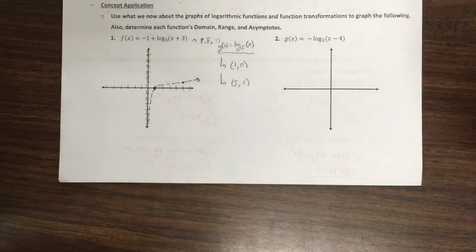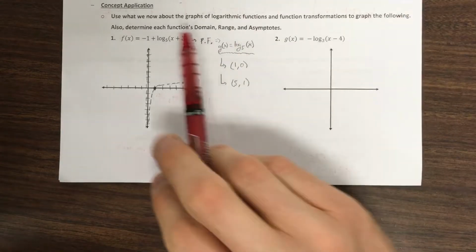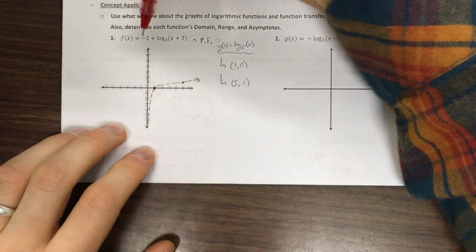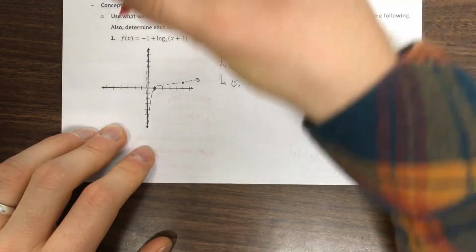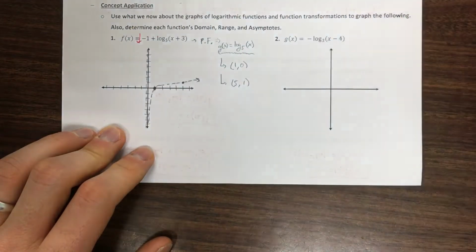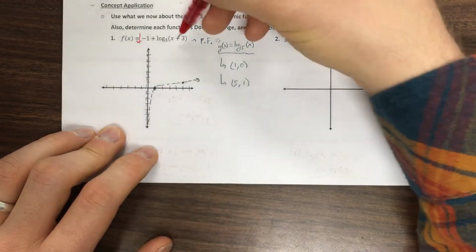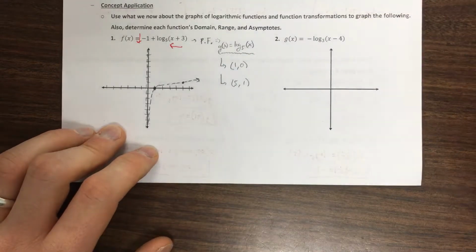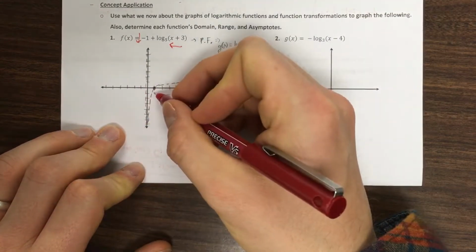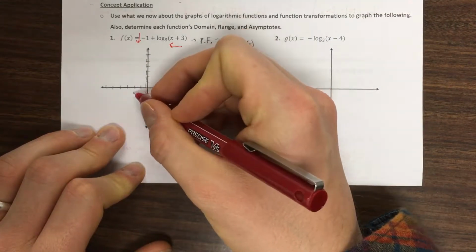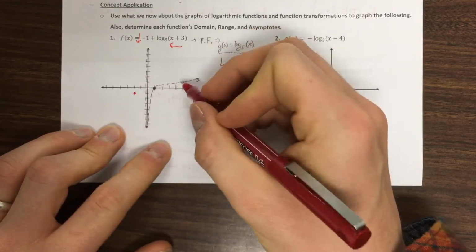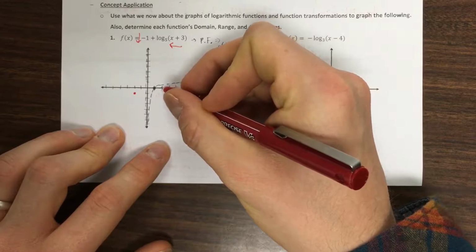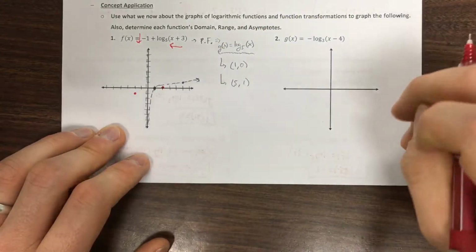Now from here, we can go ahead and graph our actual function. Based off our parent function, we know there are certain transformations. Because we're subtracting 1 outside of our function, that tells us we're going to go down 1. The plus 3 inside our function means we go to the left 3, so we do that to our points. We take our points down 1 and left 3.